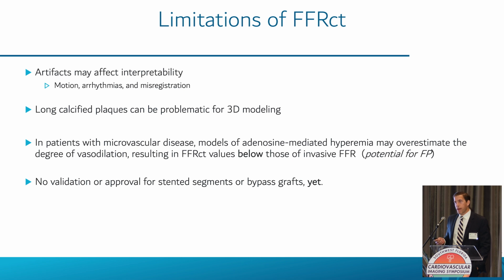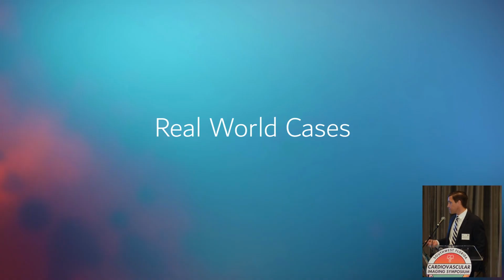And then in patients with microvascular disease, some of the models of adenosine-mediated hyperemia can actually overestimate the degree of vasodilation. So that results in these FFR values that are actually below invasive FFR. So there's a potential for some false positives in the setting of microvascular disease. And there's really not much validation yet approved for coronary stents and bypass grafts at this time, although that will be changing in the near future.